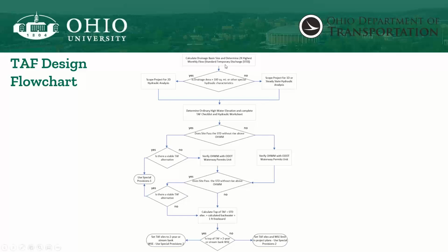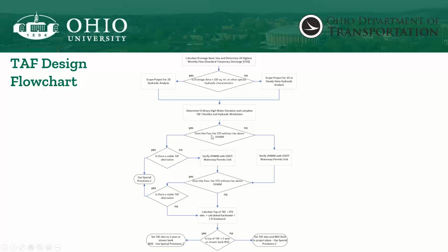First, determine the basin size and determine the standard temporary discharge, right? Or aka twice the highest monthly flow. Next step, you ask yourself, hey, is the area more than 100 square miles, or do you have any other special characteristics at the site? Let's say no. I'm going to go through no for now. Then we recommend using 1D hydraulic models. Then you determine the ordinary high water marks and complete a TAF checklist, which I'm going to show you in the next slide.